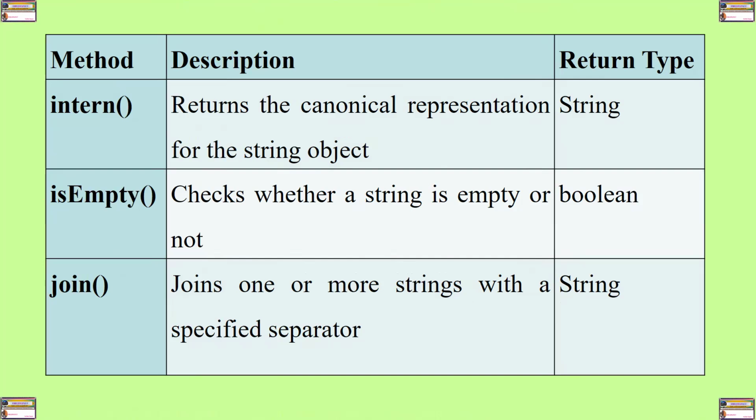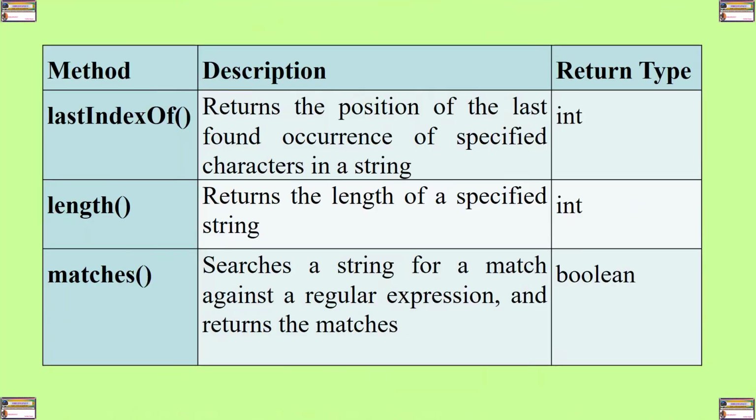isEmpty checks whether a string is empty or not, and returns a value, for example, true or false, yes or no. We have join. The join method joins one or more strings with a specified separator. We have lastIndexOf. It returns the position of the last found occurrence of specified characters in a string. length returns the length of a specified string. So if you have a string and you want its length, its number of characters, you use length, and what you enclose within the parentheses is the string.